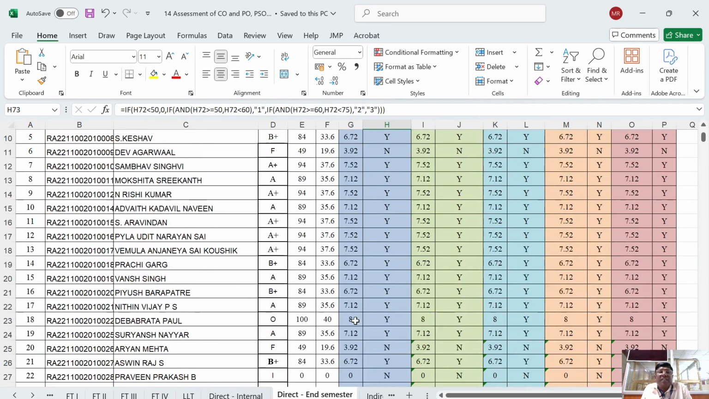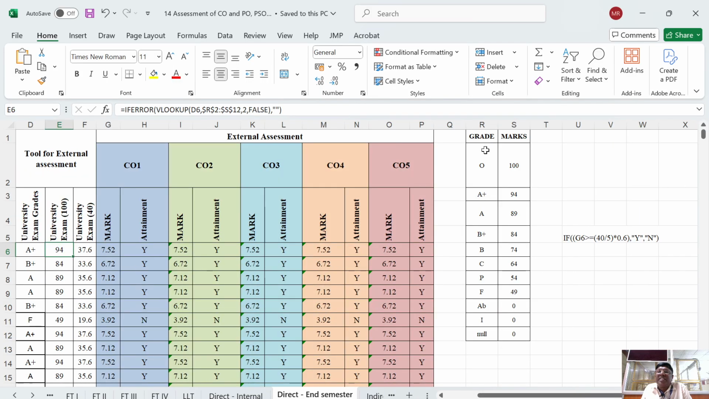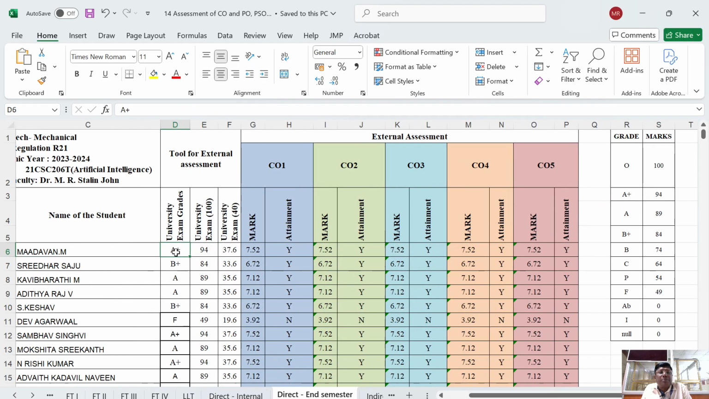For the end semester we are getting a grade 1. So, corresponding by looking at the lookup table, which is given here, whatever grade we are getting, what is the corresponding mark? It should be converted into the corresponding mark. Say if it is A plus, it means 94. So we have to put 94.